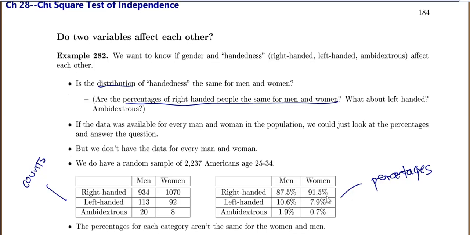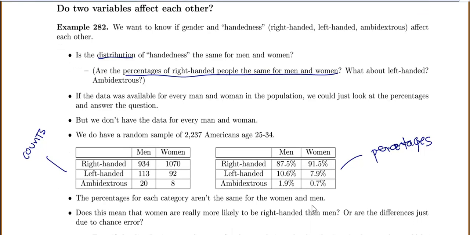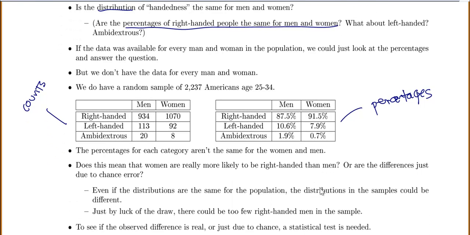And so the percentages for each category aren't the same for the women and men. But are these differences just due to chance error, or is there really some underlying difference between the handedness and the gender? So once again, we can look at it and we can see, oh, women are more likely to be right-handed than men in this sample.